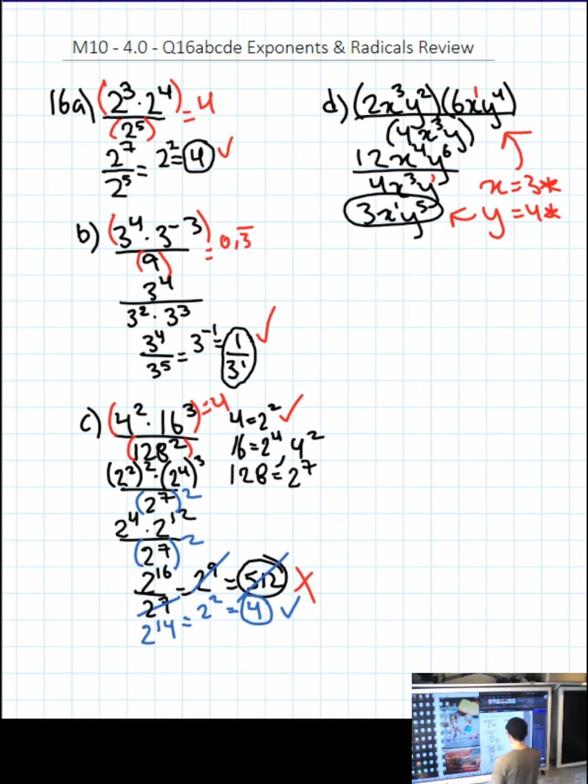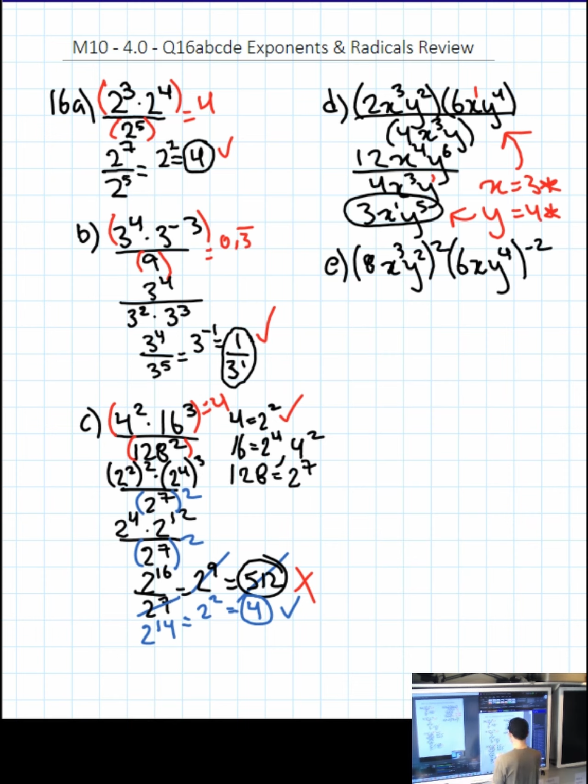Okay, we have E. So we have (8x cubed y squared) all squared times (6xy to the 4) to the negative 2 over 4x cubed y.